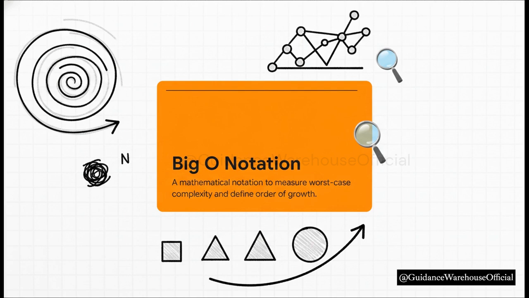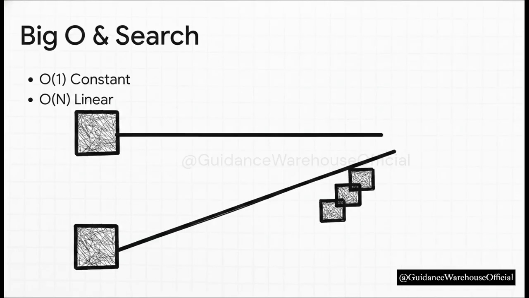Big O is a mathematical notation actually applied back in the 1970s to measure worst-case complexity and formally define what we call the order of growth. Think of the order of growth as a geometric prediction. Given the size of the problem, which we usually call n, how many resources are we going to need as n gets infinitely larger? Let's map our dictionary search directly onto this concept.